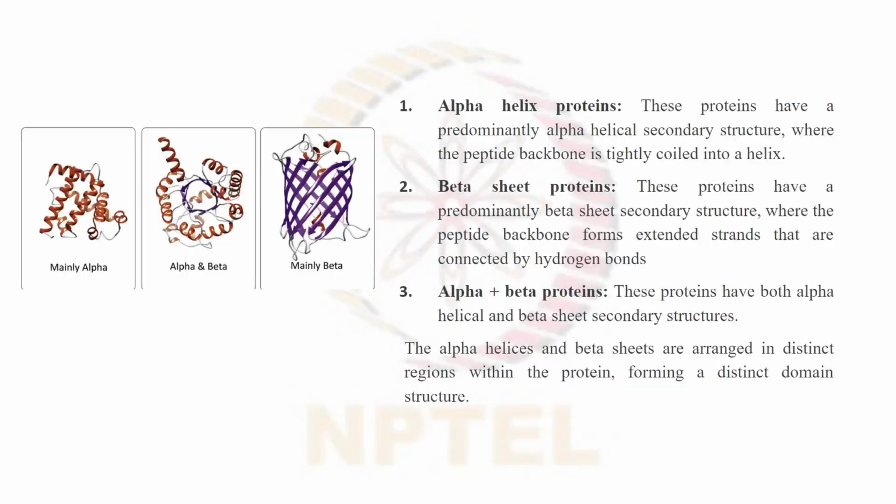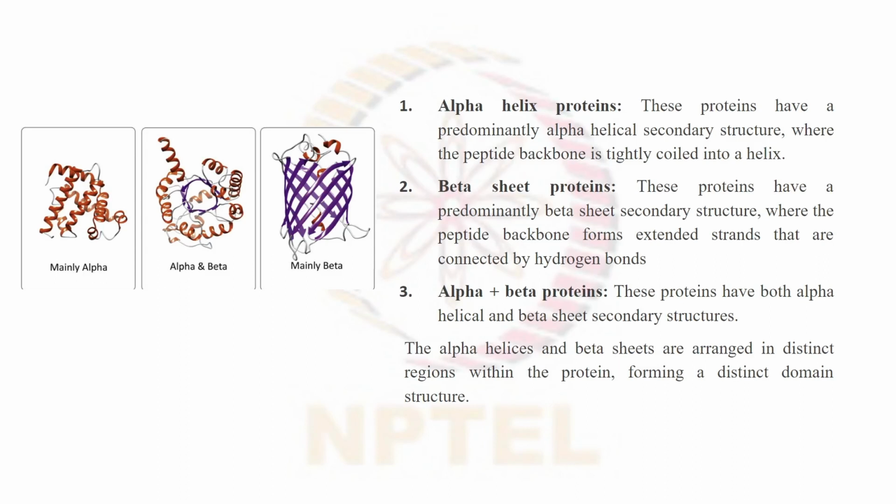So, when we closely visualize proteins, there are diverse classes of biological molecules. Despite their diversity, proteins can be broadly classified into some structural classes based on their overall fold and topology. So, the first is alpha helix proteins, that is alpha proteins in short. These proteins are predominantly alpha helical secondary structures where the peptide backbone is tightly coiled into a helix.